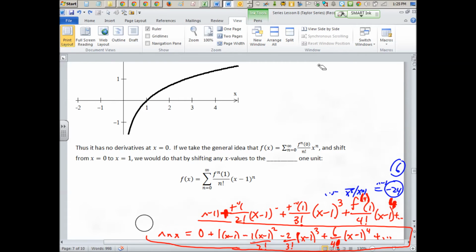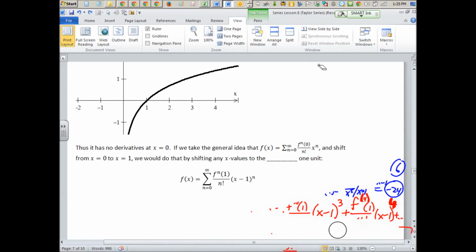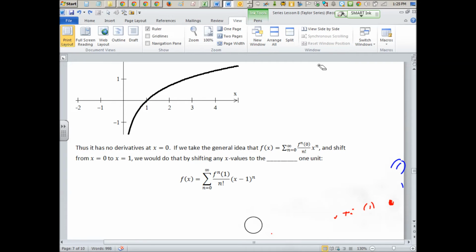Okay, so we built at 1. Could we build somewhere else? Like, just now we created a polynomial, guys, that look like this.